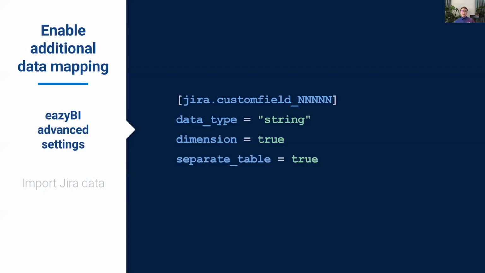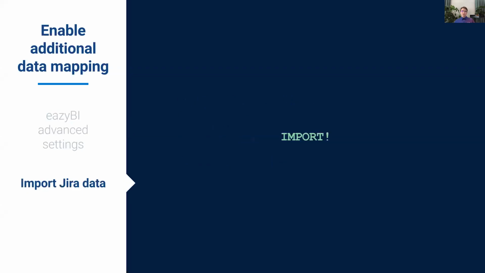Next, head to the EasyBI Advanced settings. To enable EasyBI to map data to a single custom field dimension, it is necessary to add the following parameters to the EasyBI Advanced settings. Don't forget to specify the ID of the custom field. After updating the advanced settings, you are ready for the first import.